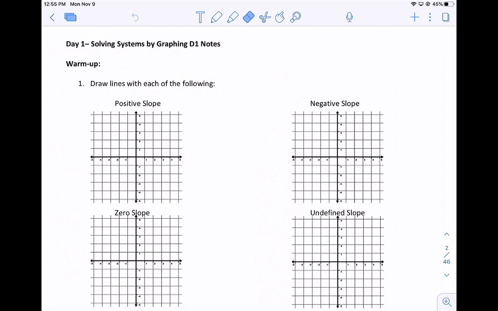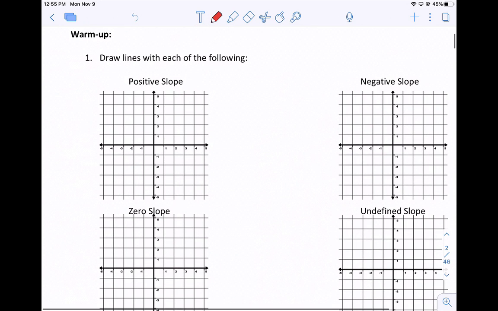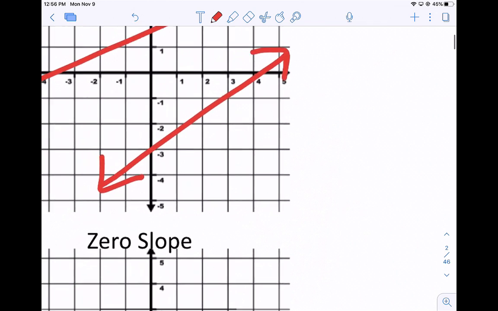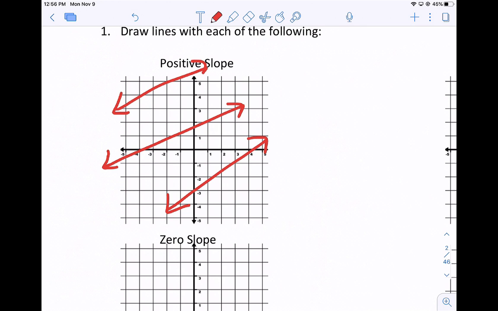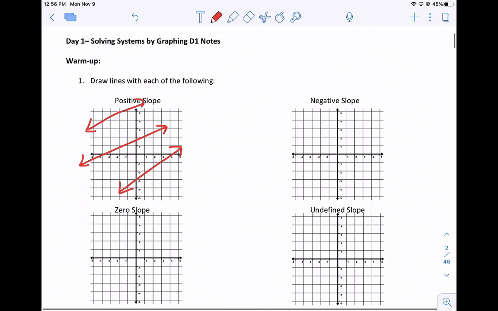So the first is a line with a positive slope. A line with a positive slope is any line that's increasing from left to right. So it can look something like this. It can be a little bit less steep. It can look like this. Notice it can be in the negative quadrant as long as it's increasing from left to right. We consider that a line with a positive slope.